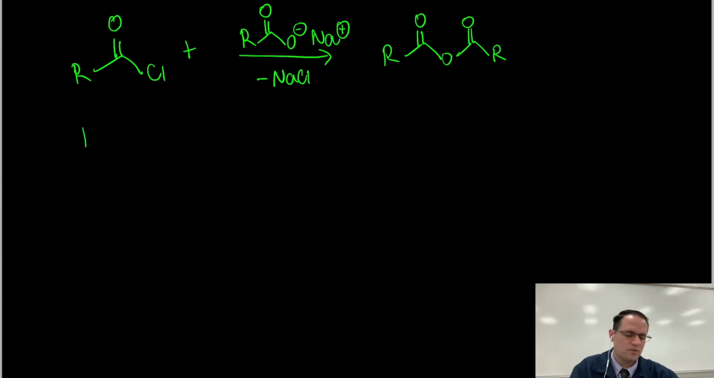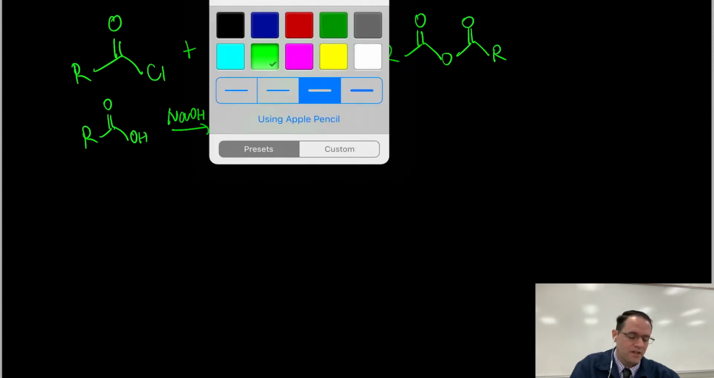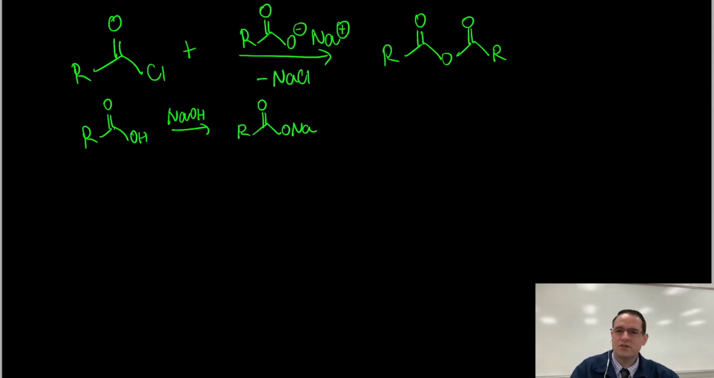So recall again that if you take a carboxylic acid and you treat this with sodium hydroxide, for example, you can make the sodium salt of that. The reaction mechanism involves nucleophilic attack of the carboxylate onto the acid chloride. So remember, again, you want to go through that tetrahedral intermediate.